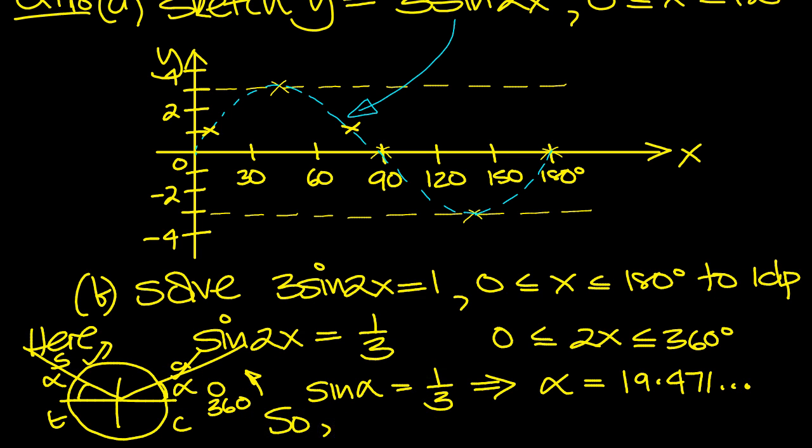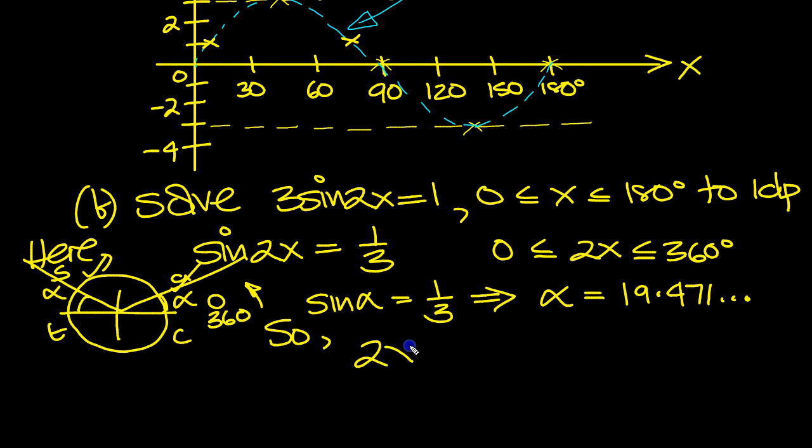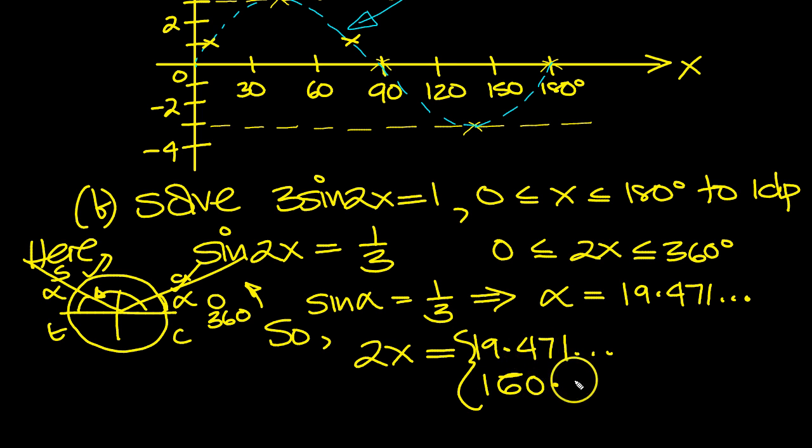So our solution then, 2x is equal to, well, the first solution will be around to here, 19.471. And then the next solution will be around to here, won't it? So it's around to 180, back to 19.471, which is 160, sorry, 160.528. Okay, and that's it. That's our solutions in our range, 0 to 360.